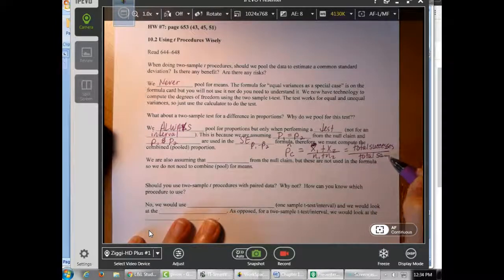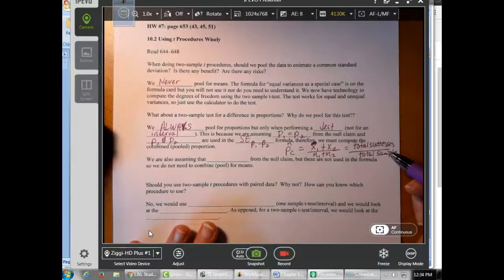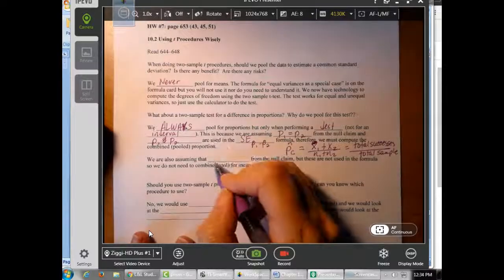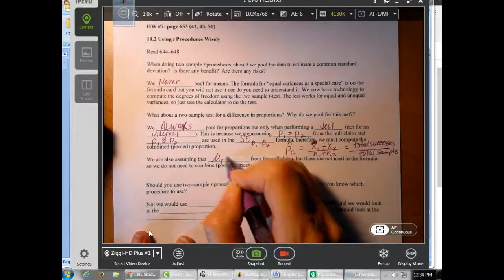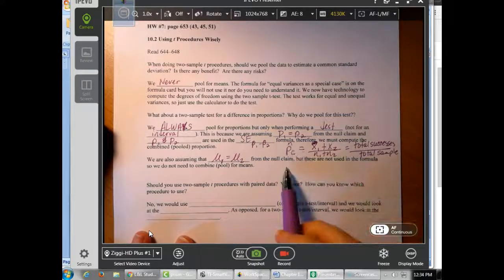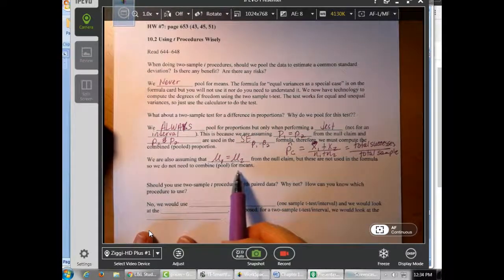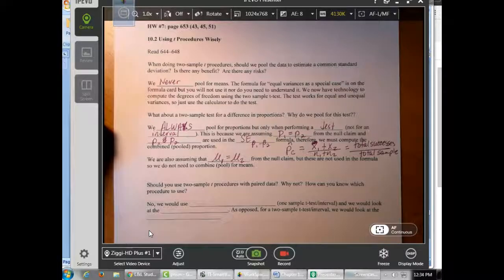And didn't we do this, guys, with our basketball example? Do you remember our little simulation we did in class? Okay, you connect all the dots. You're doing great. Now, we are also assuming that mu sub 1 equals mu sub 2 from the null claim, but these are not used in the formula, so we don't need to combine or pool for the means. There'd be nothing to combine or pool, so there's nothing to do there. I hope that makes sense.